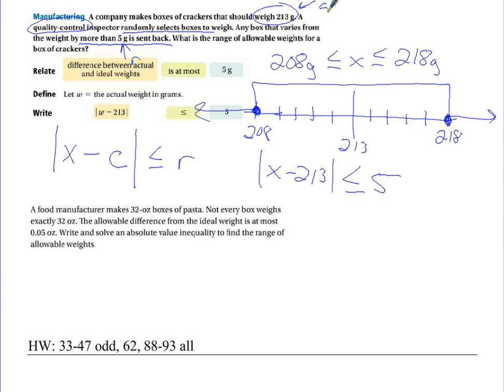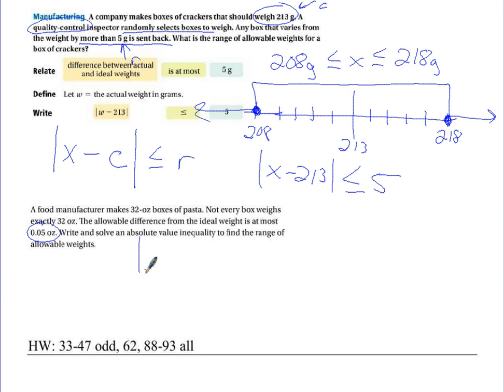So let's look at the second one. A food manufacturer makes 32-ounce boxes of pasta. Not every box weighs exactly 32 ounces, but they try to get it as close as they can. And then it says the allowable difference for the ideal weight is at most 0.05 ounces. Write and solve an absolute value inequality to find the range of allowable weights.